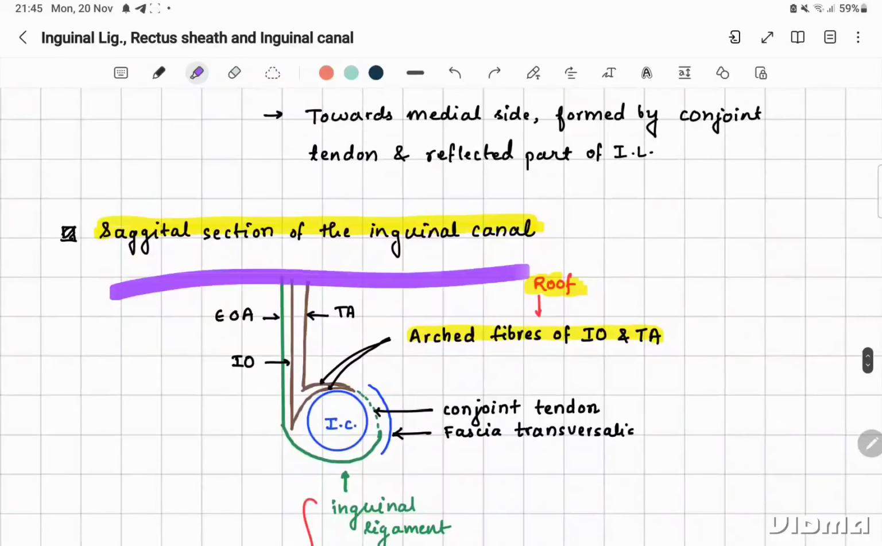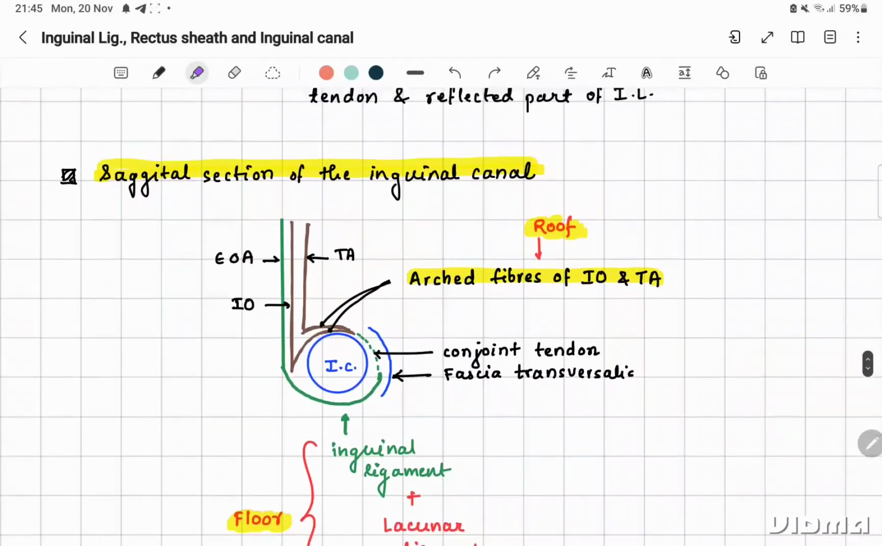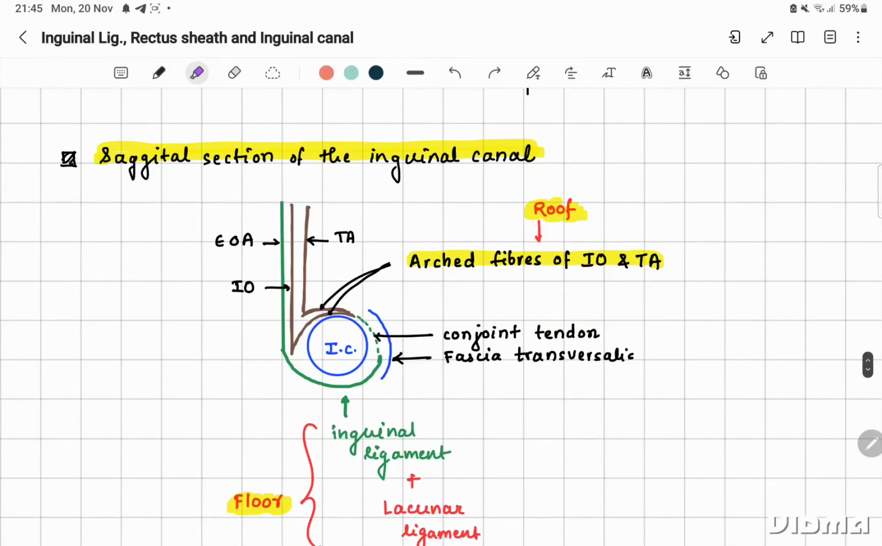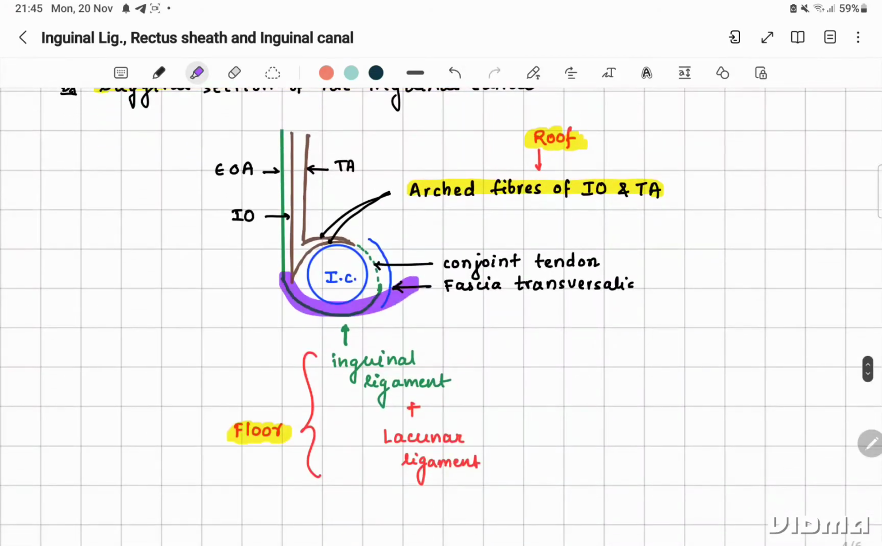If you take a sagittal section of the inguinal canal, we are seeing from the side. What you will see is your external oblique aponeurosis surrounding the inguinal ligament like this. Then your transverse abdominis and the internal oblique muscle will be forming a conjoint tendon. So conjoint tendon, fascia transversalis. And these are some arched fibers of your transverse abdominis and internal oblique muscle, which are forming the roof of the inguinal canal, and the floor is formed by the inguinal ligament.